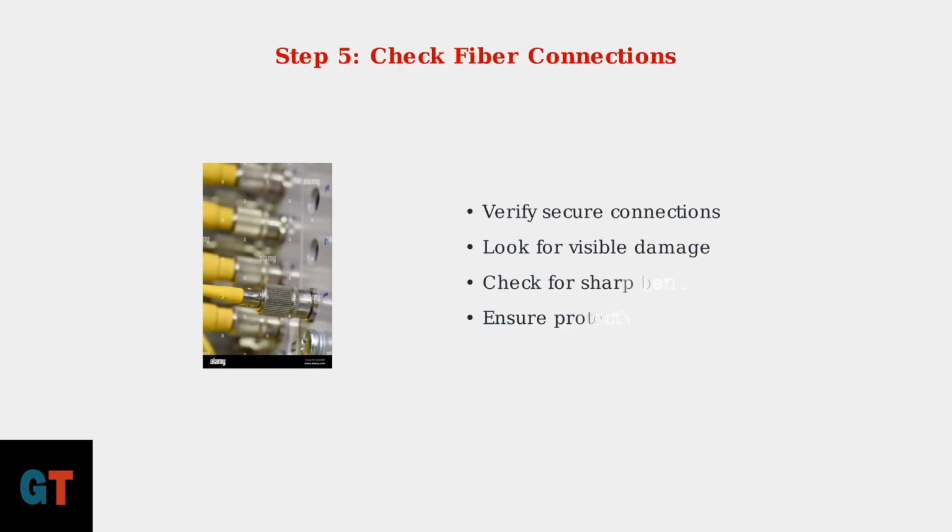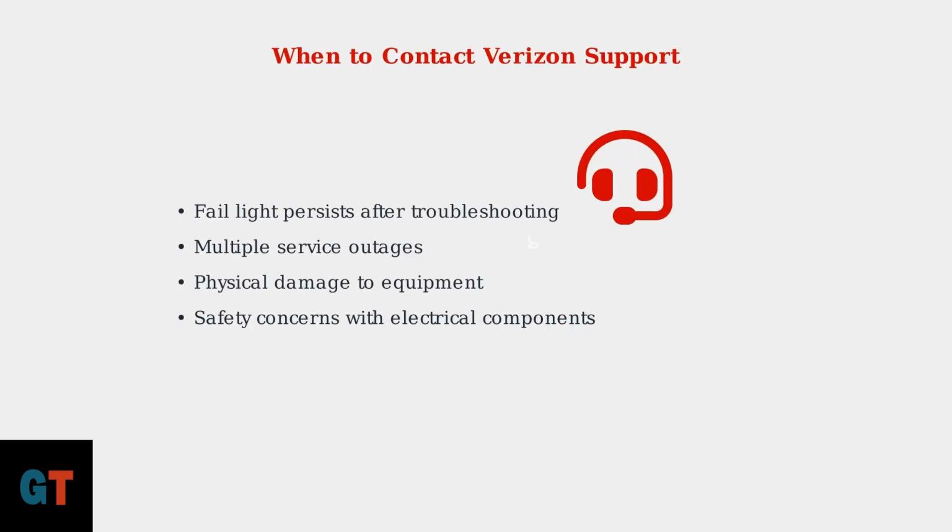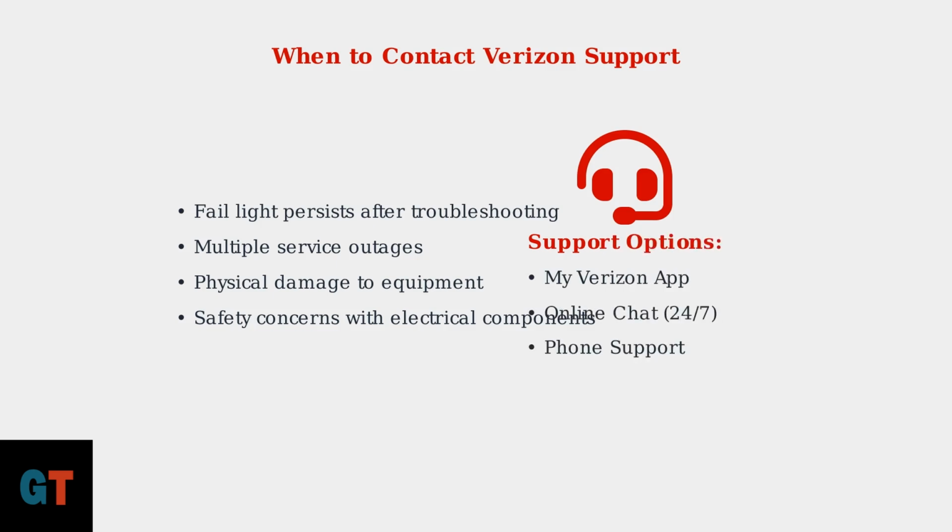Check the fiber optic cable connections. Ensure the fiber cable is securely connected to the ONT and inspect it for any visible damage, sharp bends, or loose connections. If the fail light persists after completing these troubleshooting steps, it indicates a more serious hardware or network issue that requires professional assistance from Verizon technical support.